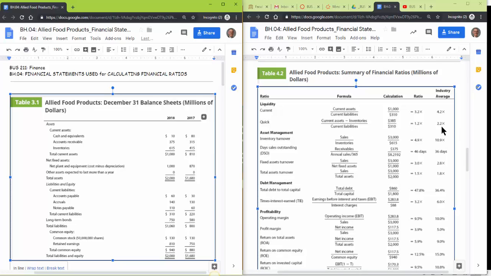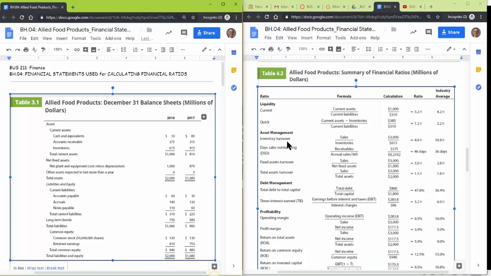Comparing this ratio to the industry average, and again you can see that the Allied Food Products is not as liquid. It can't pay its liabilities as quickly as the industry in which it's in. Now let's take a look at the asset management ratios. Your text reviews the inventory turnover, the days sales outstanding, the fixed assets turnover, and the total assets turnover.